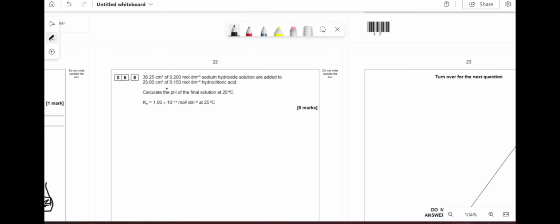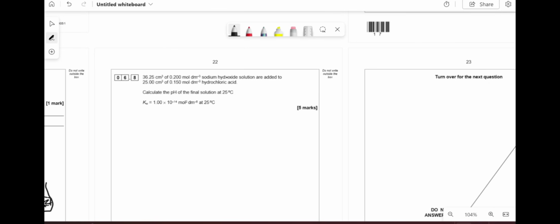36.25 centimeters cubed of 0.2 mol per decimeter cubed sodium hydroxide solution is added to 25 centimeters cubed of 0.150 mol per decimeter cubed hydrochloric acid. Calculate the pH of the final solution at 25 degrees Celsius, and they told you what Kw is. Now, in this question, whenever you're doing acid and base reactions, you need to think about what's reacting with what. Is it a strong acid, strong base, or a weak acid, strong base? Because they have massively different steps in how you calculate. So this is a strong acid and a strong base.